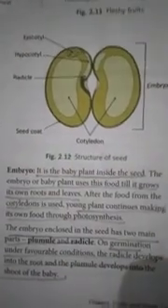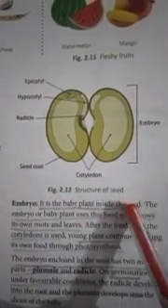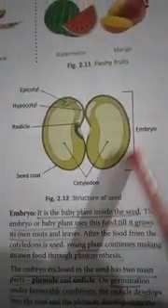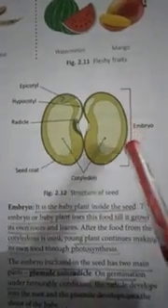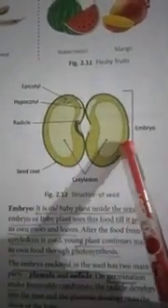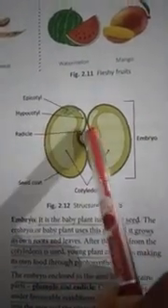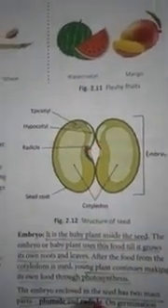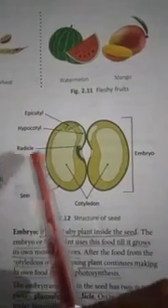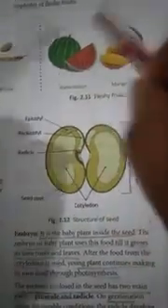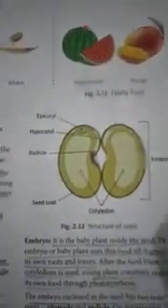Now, the embryo. Here you can see the structure of a seed. First of all, look at figure 2.12, structure of a seed. From this seed the embryo is going to be developed. These are the two different cotyledons. This is the outermost covering, that is the seed coat. Radicle is the portion from where the root is going to develop. This epicotyl and hypocotyl, from here ultimately the shoot is going to develop.